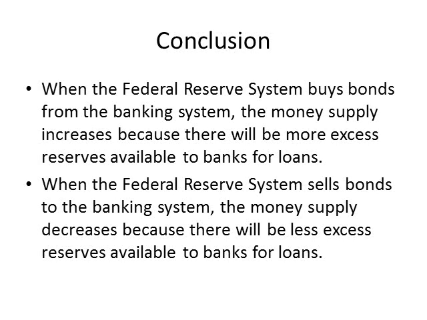When the Federal Reserve System buys bonds from the banking system, the money supply increases because there will be more excess reserves available to banks for loans. It will also help decrease the interest rate. When the Federal Reserve sells bonds to the banking system, the money supply decreases because there will be less excess reserves available to banks for loans, and the interest rate will increase.